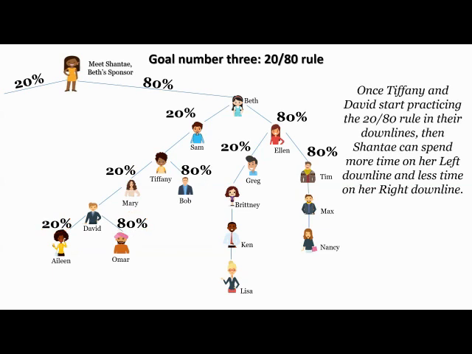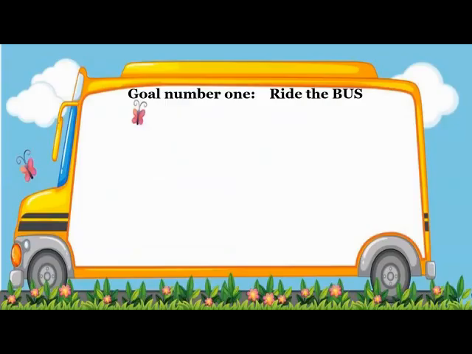So once Tiffany and David start practicing the 20-80 rule, then Shantae can spend more of her time on her other line. You want to fluctuate whichever line is growing the slowest, then spend more time on that and less time on the one that's already growing and established. So this isn't a hard, set-in-stone rule or anything. It's just a way for teams to work together.